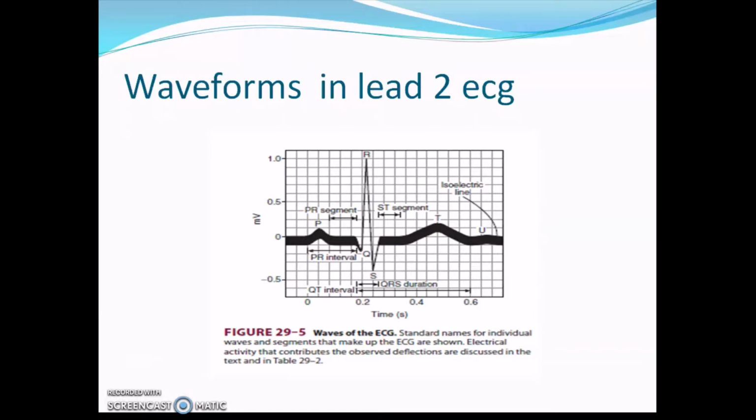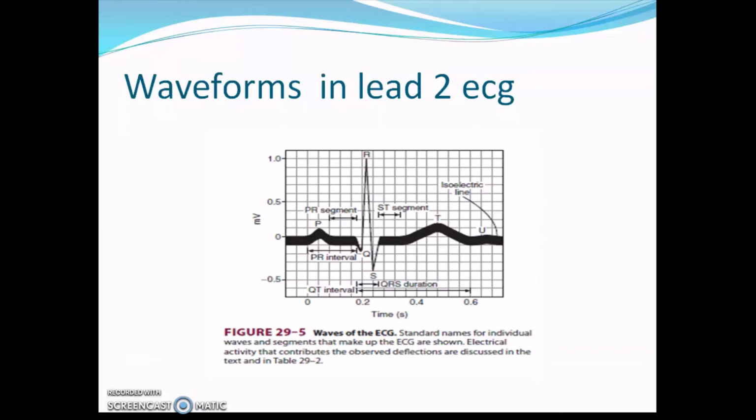Then coming to the intervals, there are two intervals which you need to know, that is the PR interval as well as the QT interval. The PR interval is the time taken for a cardiac impulse to travel from atria to ventricle, that is measured from the start of the P wave to the start of the R wave.